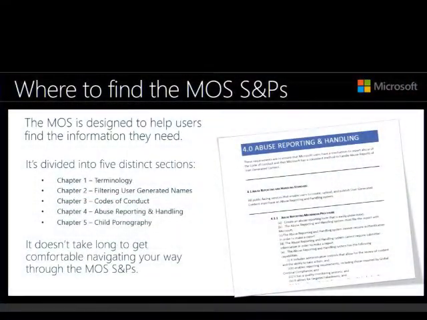So the Microsoft Online Safety Standards and Procedures is a living document. It's one that, while we have it now in its current form, it will go through a regular updating process. And as we have new issues that come up, as we have new areas of coverage that need to be addressed, it will be updated to do those, much in the same way we do with our privacy standard. So it's designed to help users find the information they need.